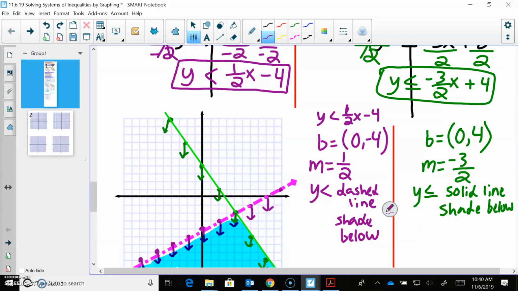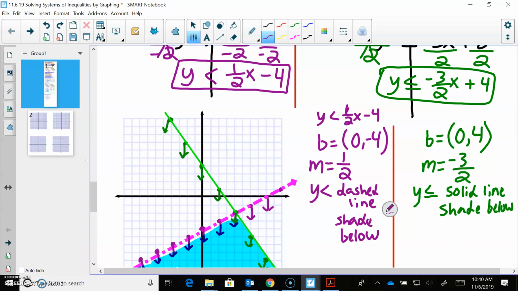If I look at the green inequality, y is less than or equal to negative 3 over 2x plus 4, my b value is 0, 4, my y-intercept, and then my slope is negative 3 over 2, which is always the number in front of the variable. Okay? Because the inequality has a line underneath, that's going to be a solid line, and because that inequality is pointing toward the y, we're going to shade below. So as you can tell, I started at 0, 4, or 4 on my y-axis, and then went down 3 and to the right 2, down 3 and to the right 2.